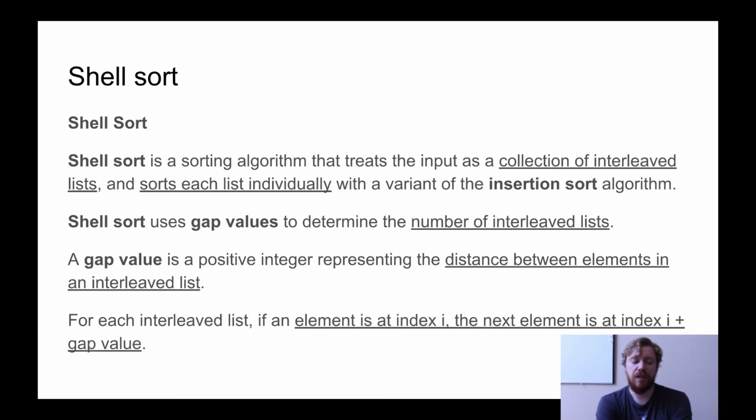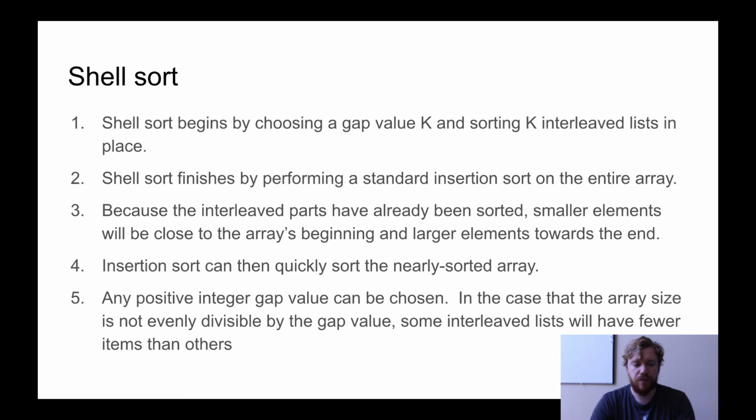And for each interleaved list, if an element is at index I, the next element is at index I plus gap value. So I understand this can be somewhat complicated to understand just by reading the words, so we will look at an example shortly applying these definitions. First, let's go ahead and look at the actual shell sort algorithm. So step 1, shell sort begins by choosing a gap value, in this case k.